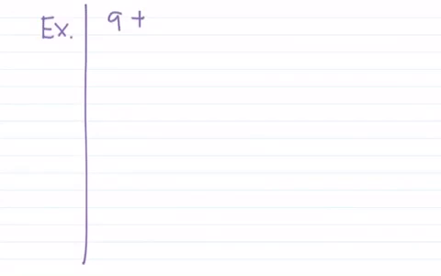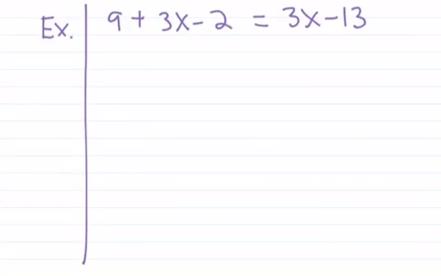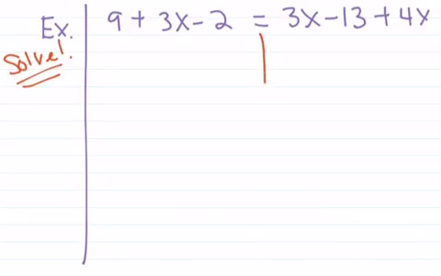Okay, so let's write our example down. We're going to have 9 plus 3x minus 2 equals 3x minus 13 plus 4x. Okay, so this is what I was telling you guys about. I have an equation and I'm supposed to solve this equation. This is a long equation. There are many terms, but we can do this. We're just going to take it step by step.